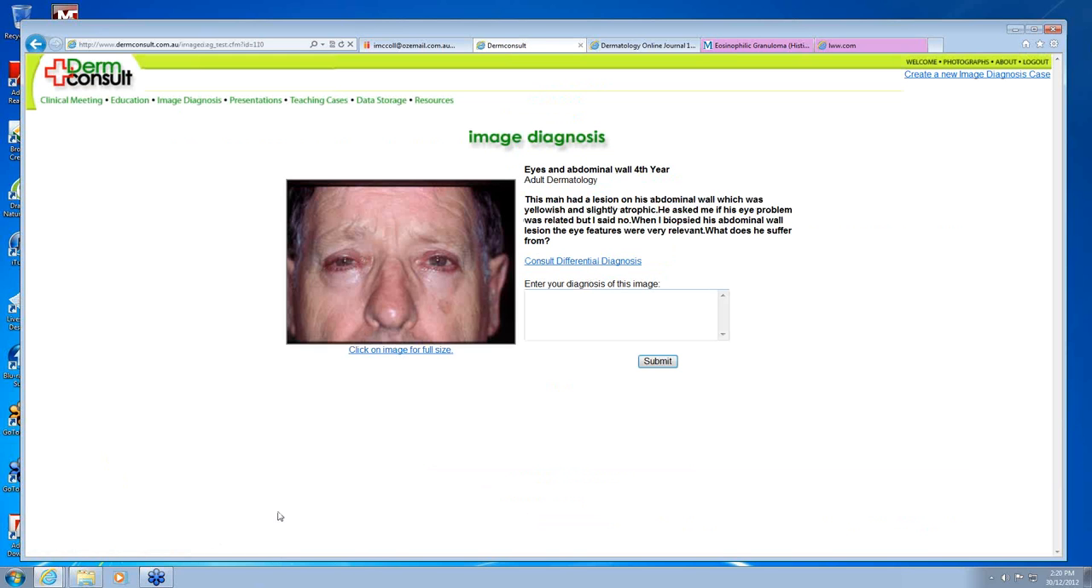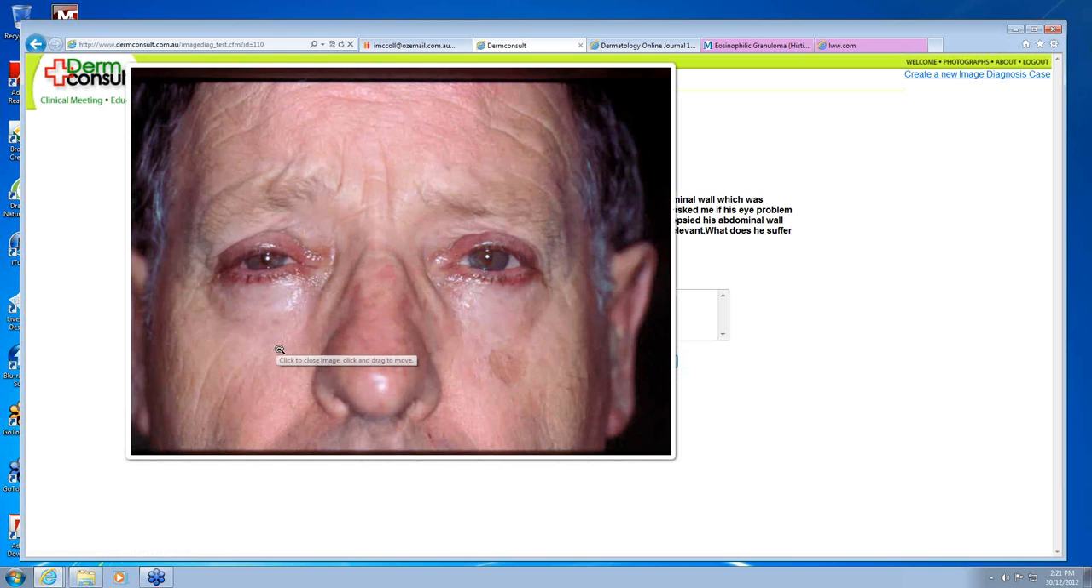Here he is. There was my man who presented with a lesion on his abdominal wall, which was yellowish and slightly atrophic. He asked me if his eye problem was related, but I said no. The eye features were very relevant when I did the biopsy. What does he suffer from? Let's have a little glance.